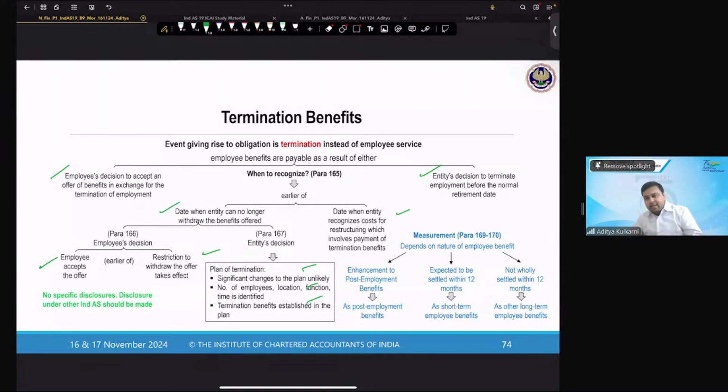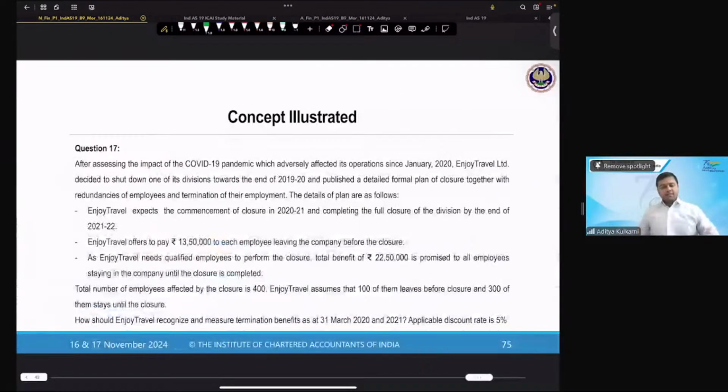Okay, nothing is there to explain as such in this. It's just common logical sense. How do I measure? If it is an enhancement to post-employment benefit, treat it as post-employment benefits. If it is expected to be settled within 12 months, short term. If it is not wholly settled within 12 months, as other long-term employee benefits. Any doubt so far? Termination benefits. Best thing, we'll do a question, and with that, let us close the standard. Okay? All right.